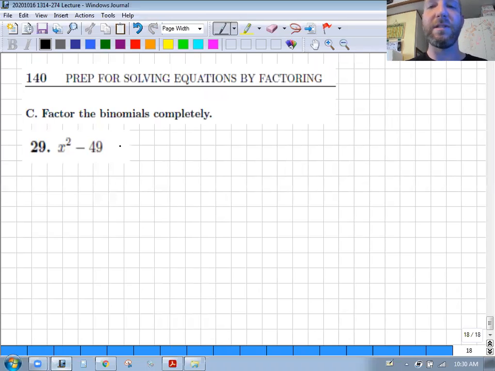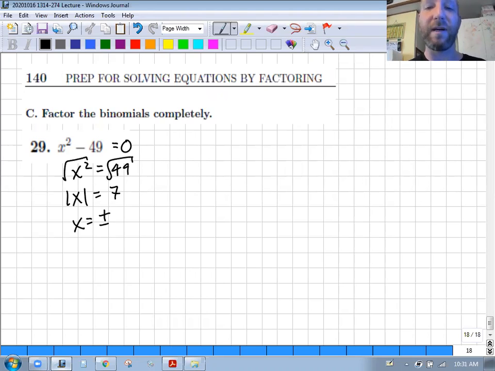What I want you to notice here is that this is the difference of two squares, right? Think about if you solved it. Let's say you set it equal to 0 and you solved, right? You get x squared is 49. You square rooted, you'd have the absolute value of x is 7. So x is plus or minus 7. That tells you that the factors are an x minus a positive 7 and an x minus a negative 7.